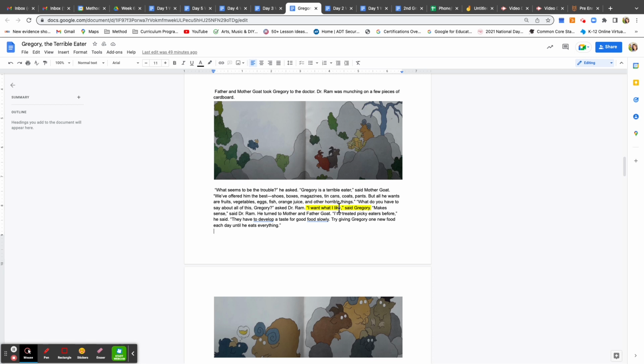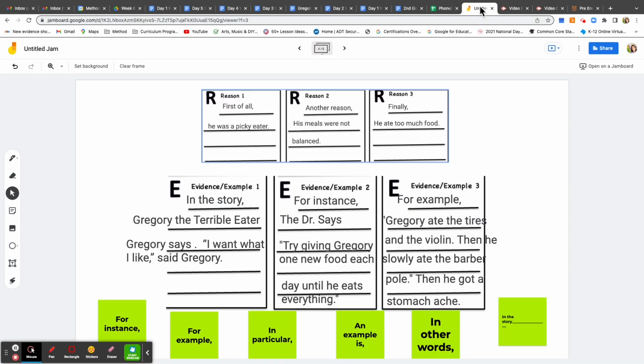So I'm going to take this sentence and go back to my organizer. I'm going to pick one of my sentence starters, the ones in green. For instance, for example, in particular, an example is, in other words, or in the story.